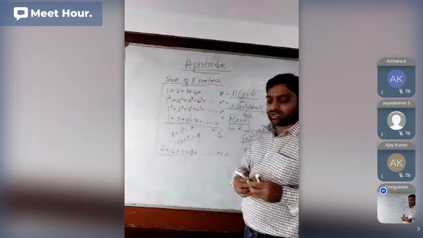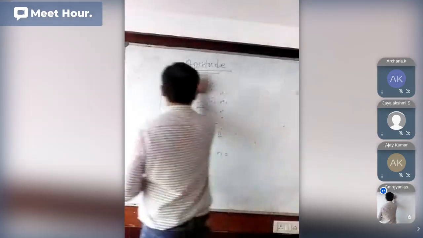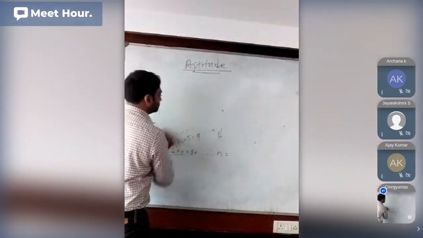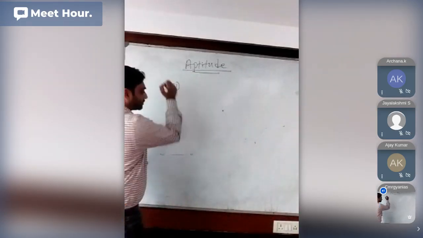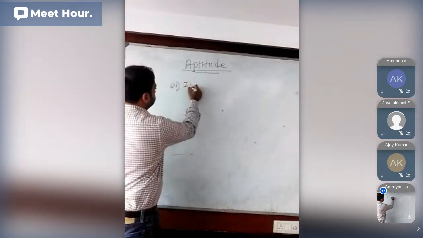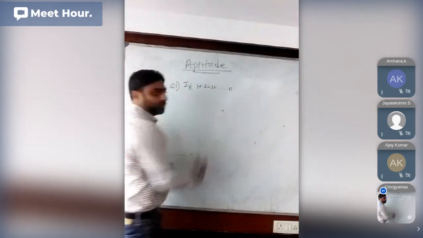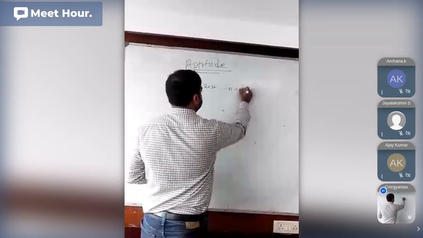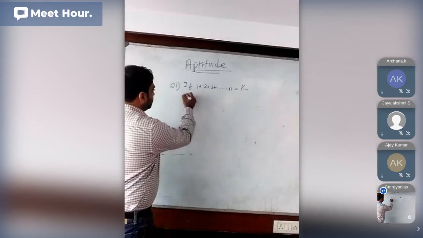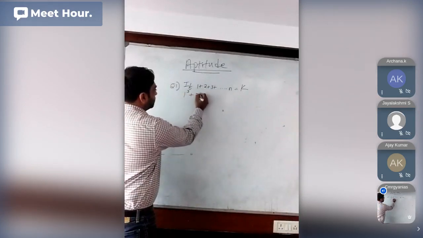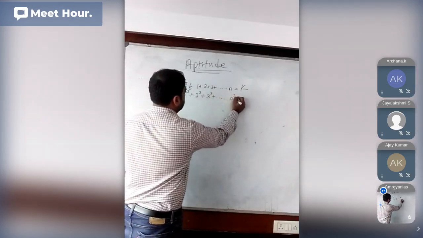So now coming to the problem. So question number 1. If 1 plus 2 plus 3 up to n is equal to k, find out the value of 1 cube plus 2 cube plus 3 cube up to n cube.